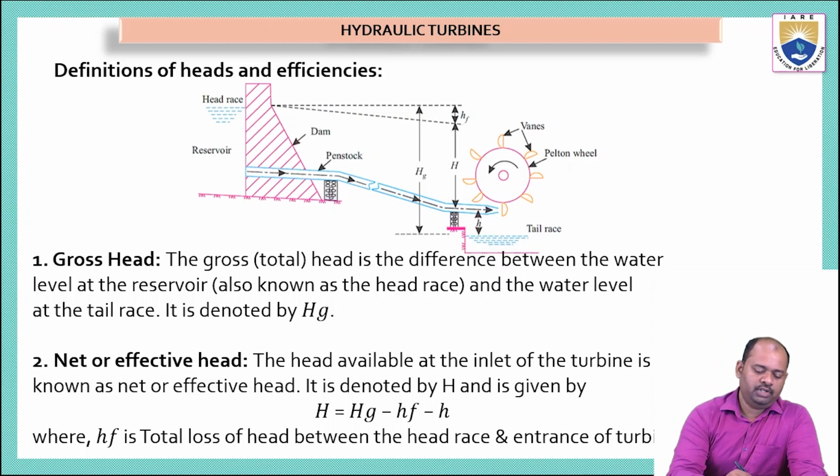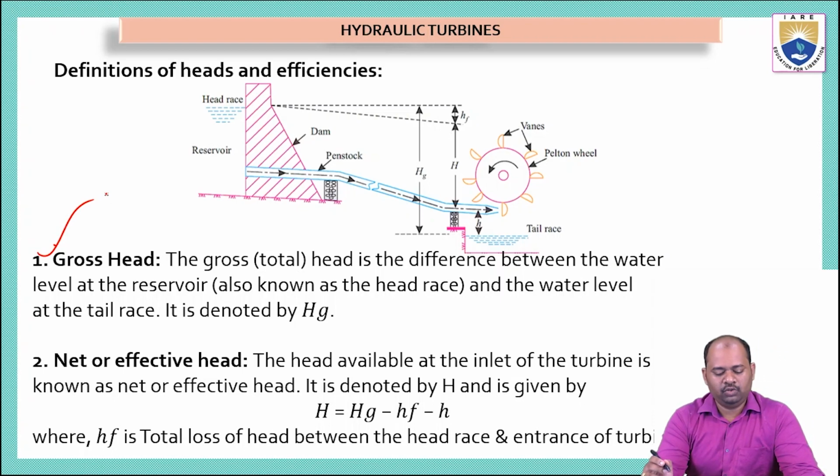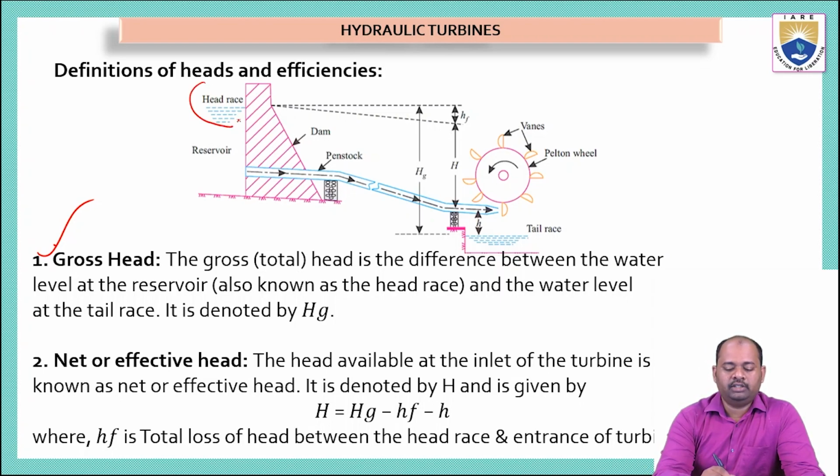Now we'll see the first one is gross head. So let us try to read the gross head definition. The gross head is the difference between the water level in the reservoir and the water level at the tail race. So in the diagram we can see here we have a head race. Head race is nothing but the level of water behind the dam. So this is a dam structure behind which we have water. The level of water is up to here.